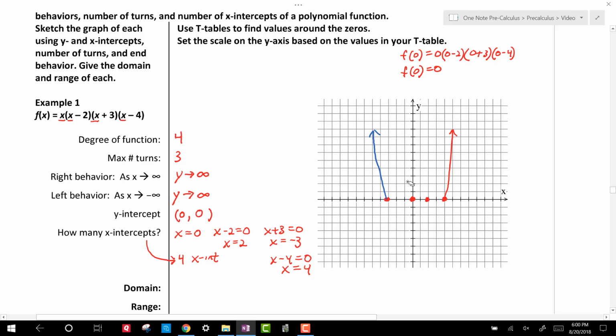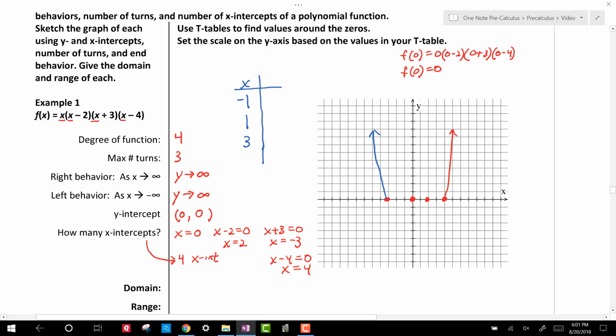But one of the things I can do is simply create a small t-table and pick some values in between my intercepts. All right? So if I was going to do that, what are some good values of x to pick here? I might pick one between 0 and -3 just to see what's going on. So maybe I pick -1. And then I'd definitely pick +1 because that's in between 0 and 2, and then +3.